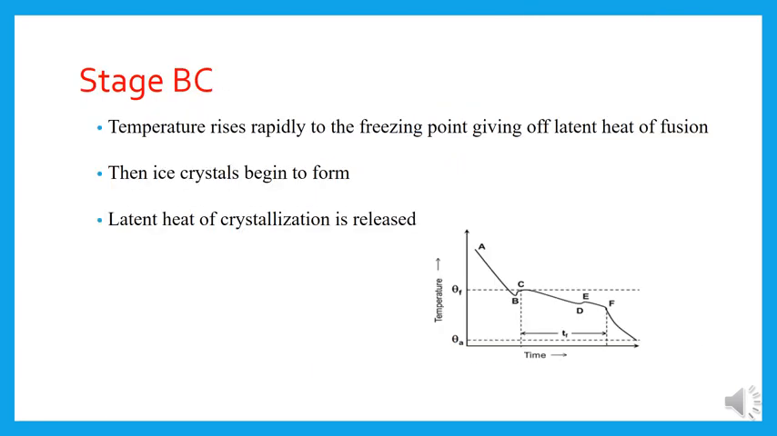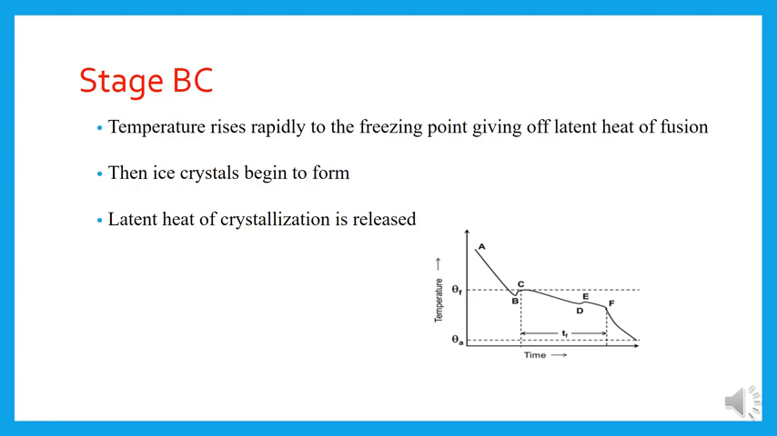Next we come to the stage BC. From point A it goes down to the freezing temperature, then again to less than 10 degrees Celsius, that is minus 10 degrees Celsius, up to point B, where supercooling occurs. Then from B to C there is a rise in temperature. The temperature rises rapidly to the freezing point, giving off the latent heat of fusion. From this point the ice crystals begin to form, and the latent heat of crystallization is released.